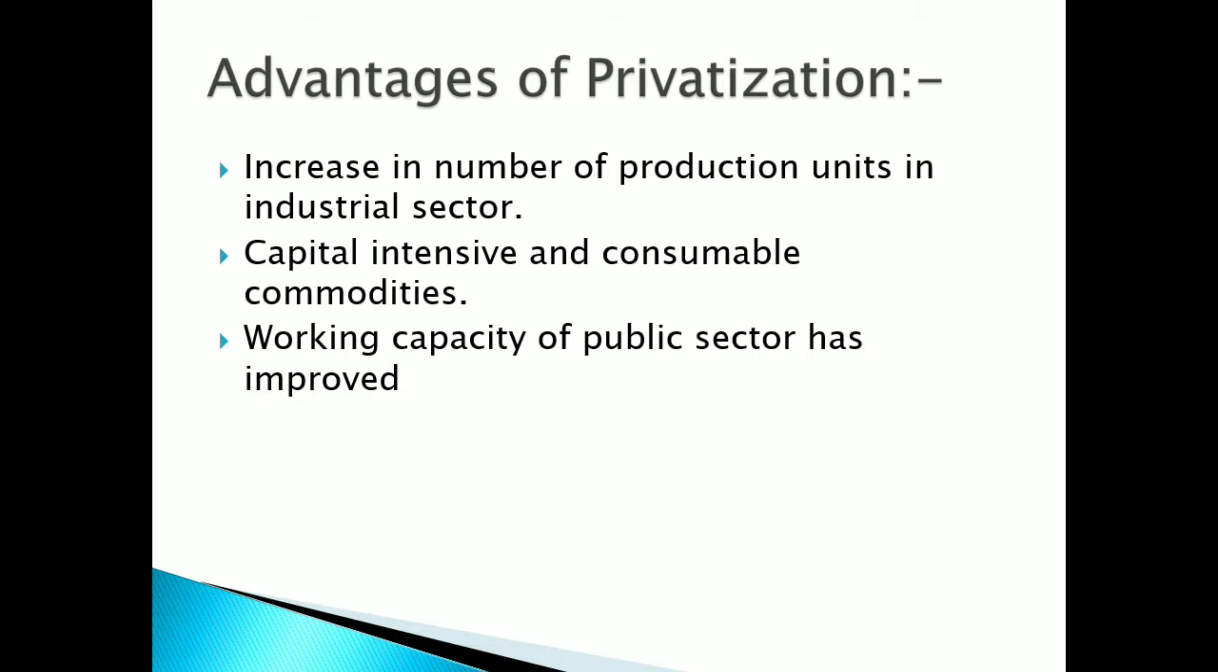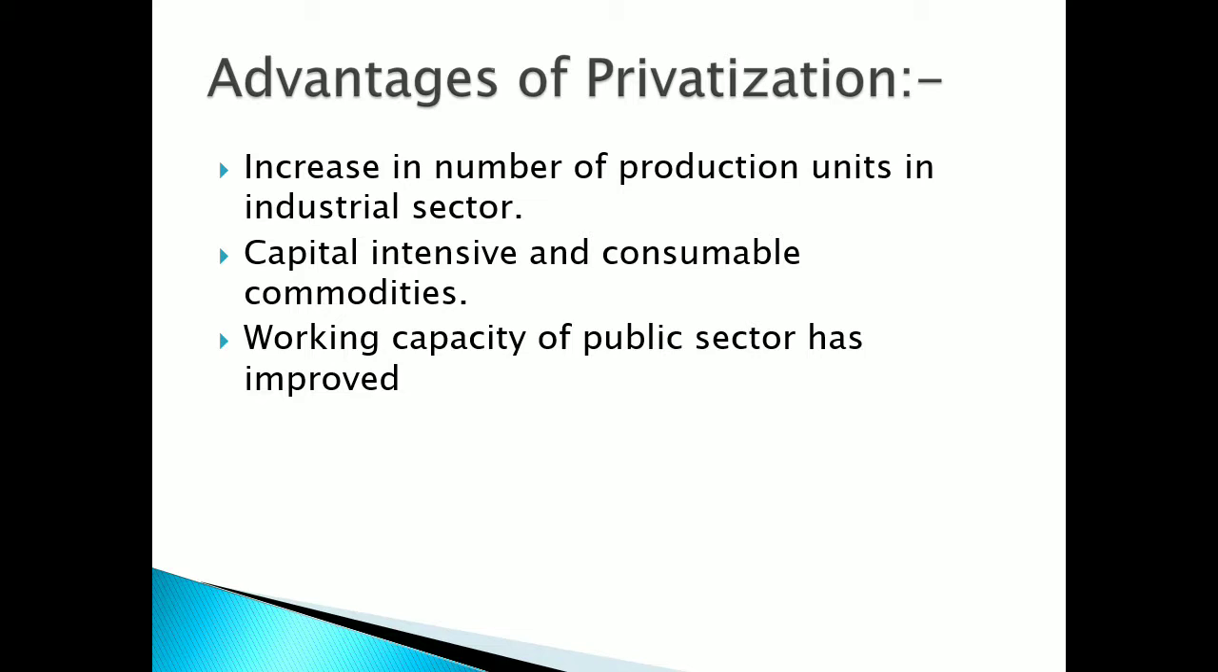Second point, capital intensive and consumable commodities are now available in the market. Before 1990, many fewer products were available. But after 1991, we all see capital intensive products like cars and ACs, which are not purchased regularly. They are purchased for a long duration. So these are known as capital intensive products.